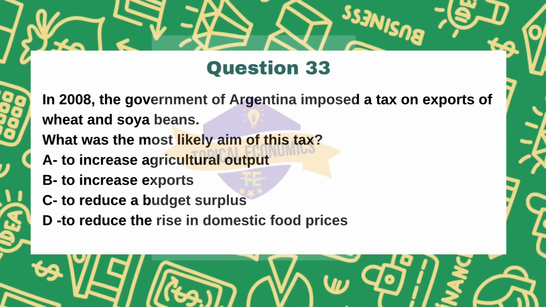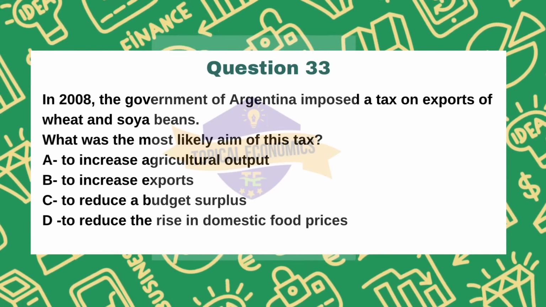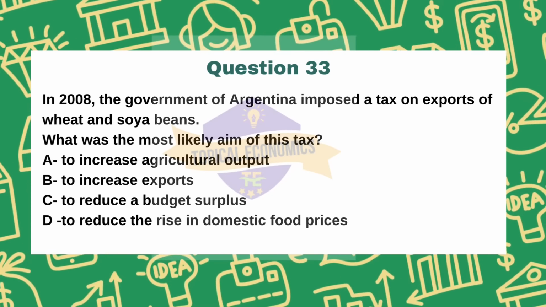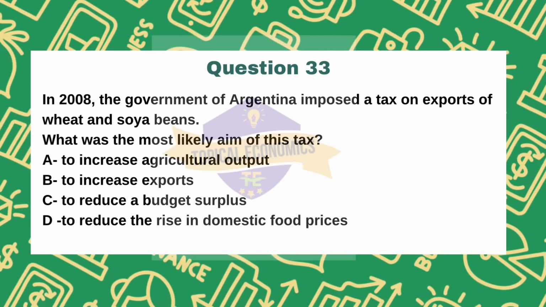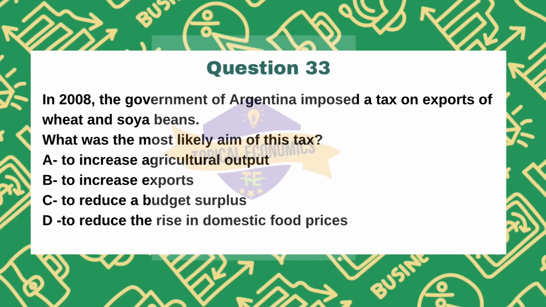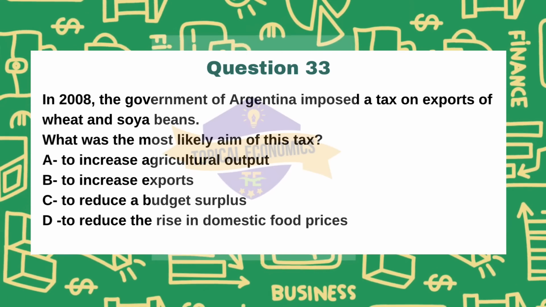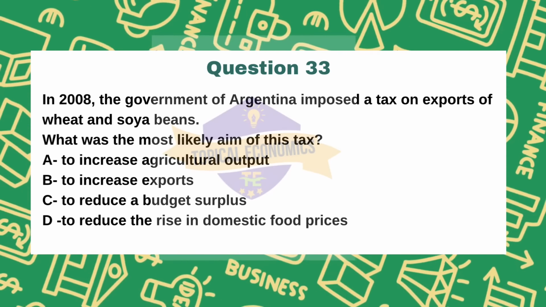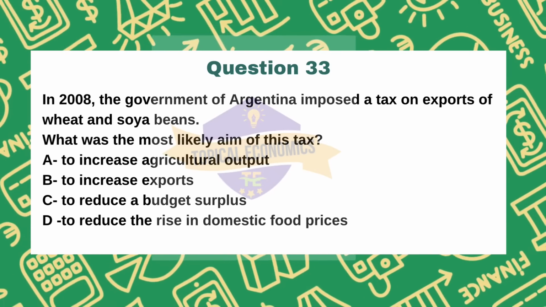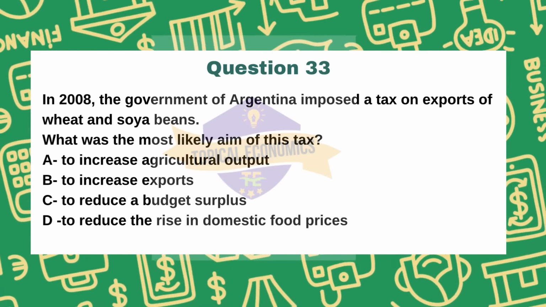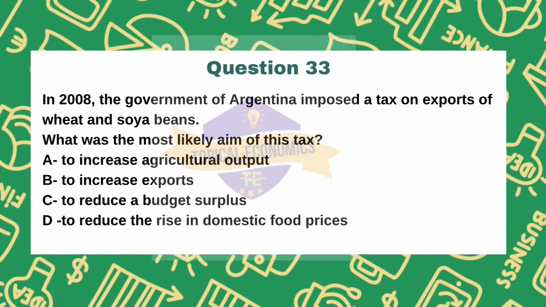By imposing a tax on exports of wheat and soya beans, the Argentine government likely aimed to keep more of these staple products within the country to stabilize or reduce domestic food prices. When export taxes are implemented, it makes it less profitable for producers to sell their goods overseas, which can lead to an increase in the domestic supply of those goods. This action is typically taken to mitigate rising food prices, particularly in times of inflation or when there are concerns about food security. Analyzing the other options.